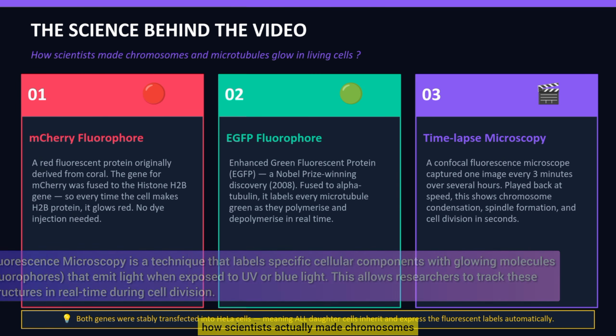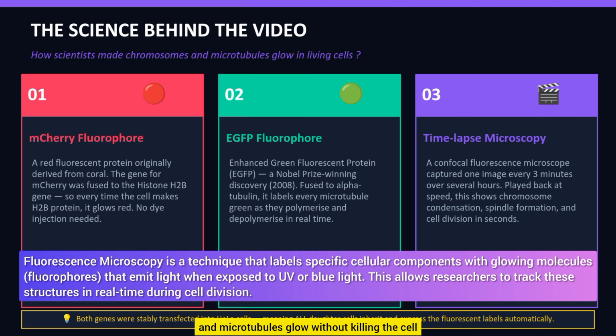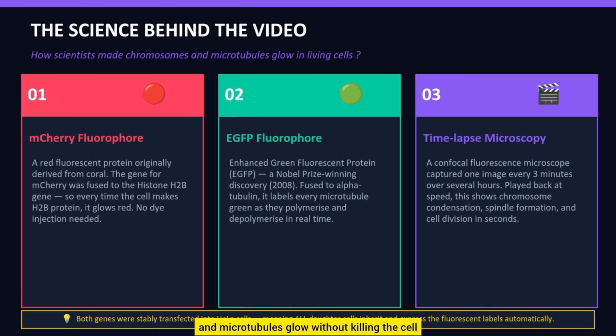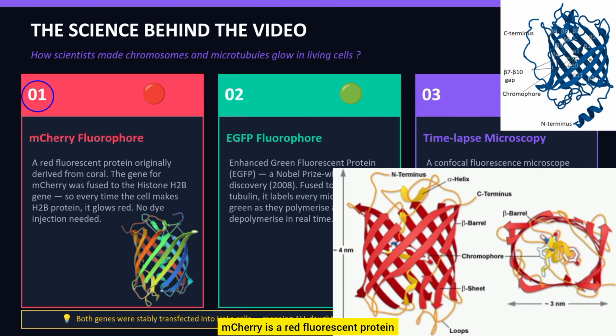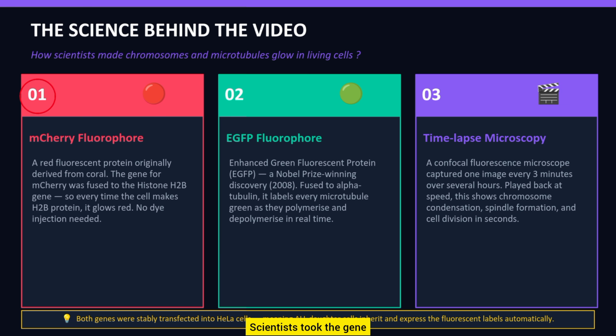Now let's talk about how scientists actually made chromosomes and microtubules glow, without killing the cell. This is where it gets really clever. Technique number 1, mCherry. mCherry is a red fluorescent protein that was originally derived from a sea coral. Scientists took the gene that codes for mCherry and fused it directly to the gene for Histone H2B. So now, every time the cell makes H2B protein, it automatically makes it with a red glow attached. No dye injection, no chemicals, the cell itself is doing the labeling.